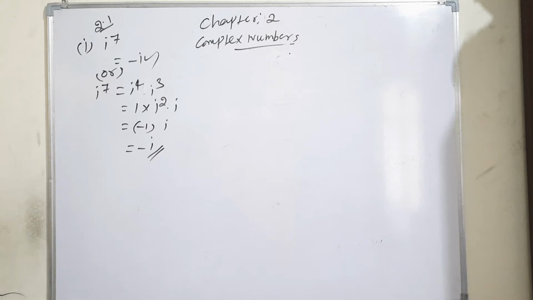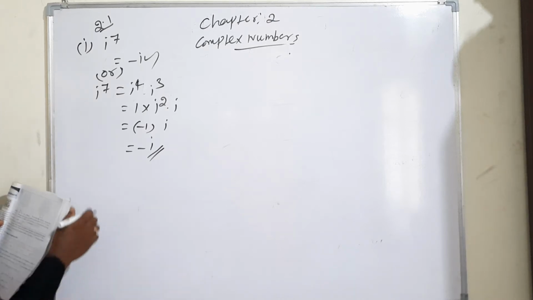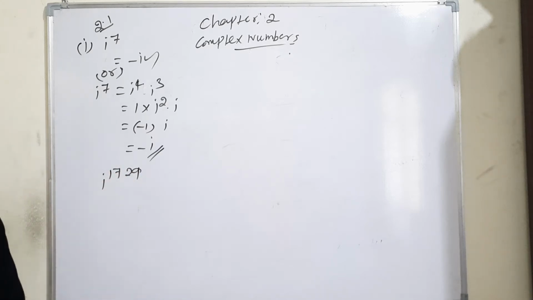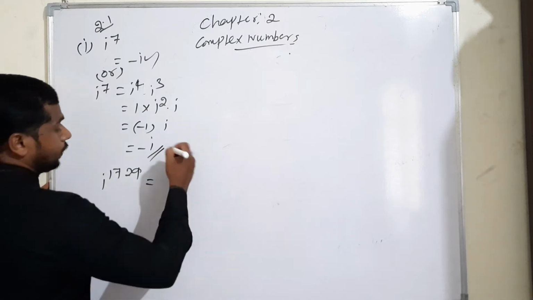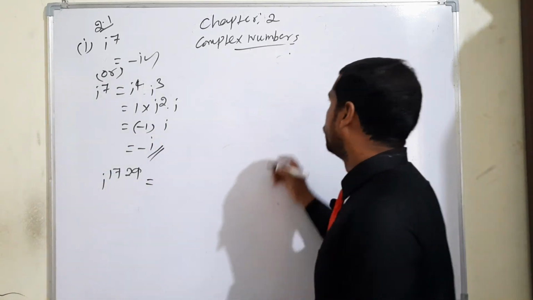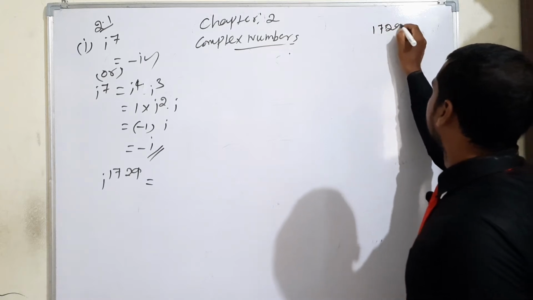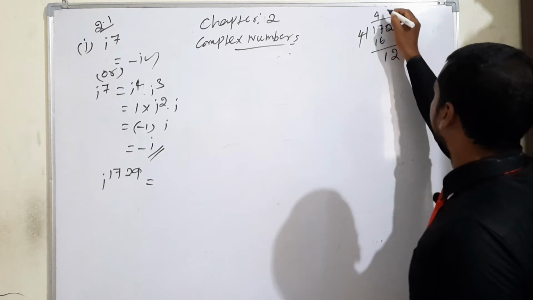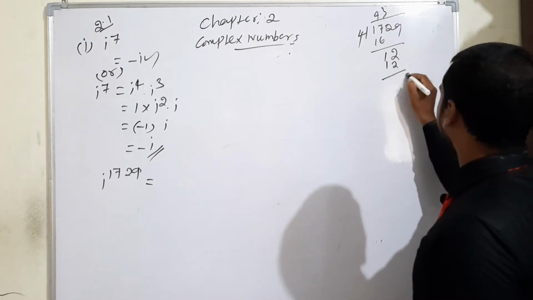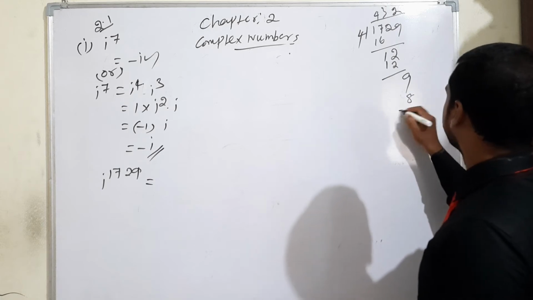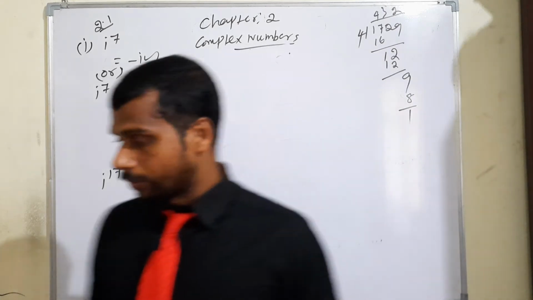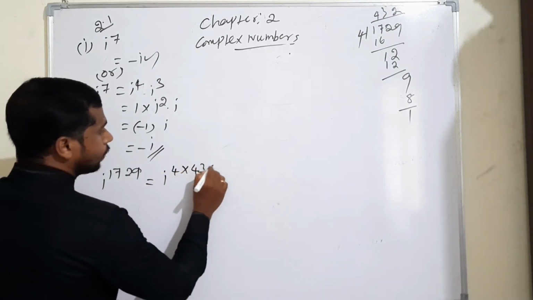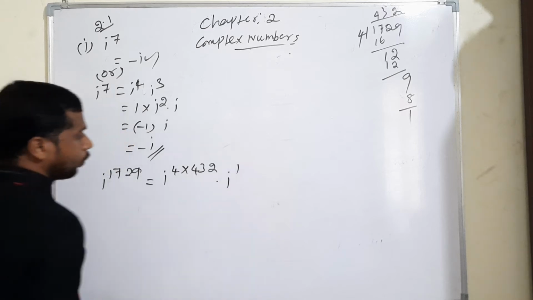Then subdivision 2, what is the question? Subdivision 2: i to the power 1729. First we have to divide by 4. 1729 divided by 4. 4 fours are 16, 1 balance. Again 3 fours are 12, 9 is there. 9 means 2 fours are 8. Balance will be 1. So now how to rewrite? i to the power 4 into 432, then balance i to the power 1.